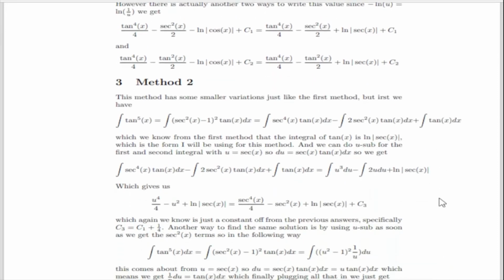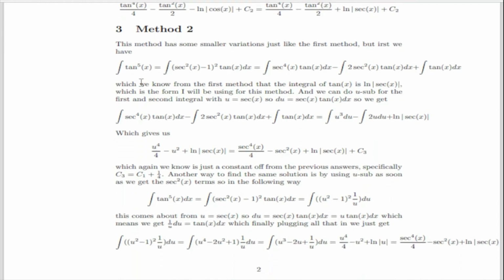So, method 2. This method has some smaller variations just like the first method, but first we have the tan to the fifth of x equals secant squared of x minus 1 all squared, all times tangent of x.